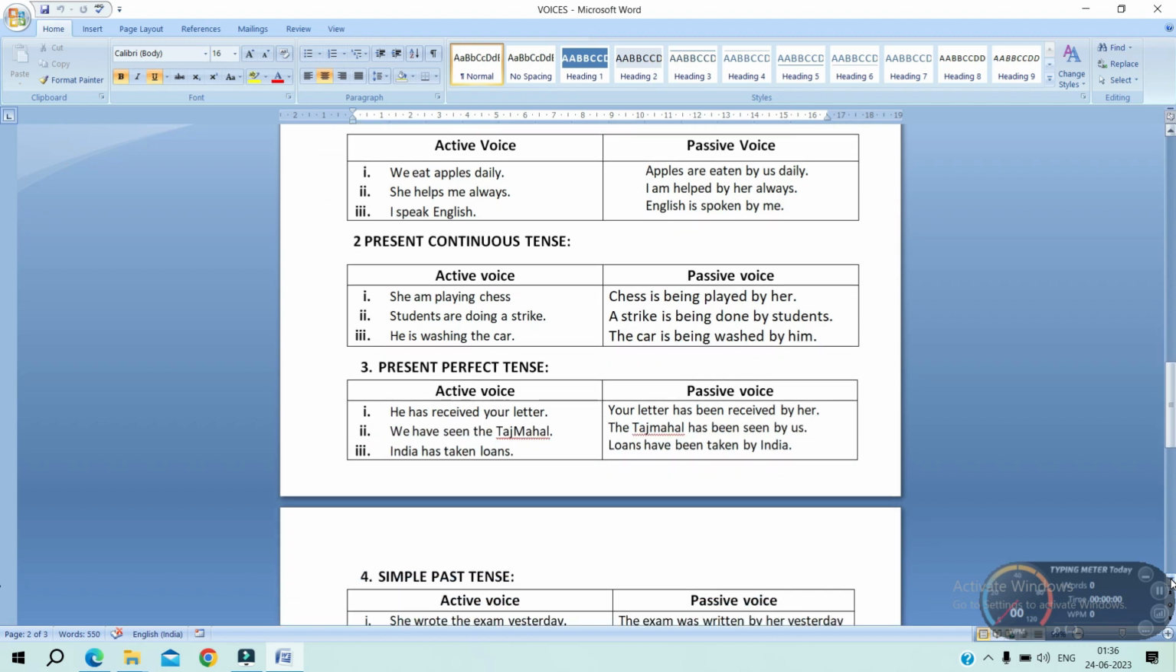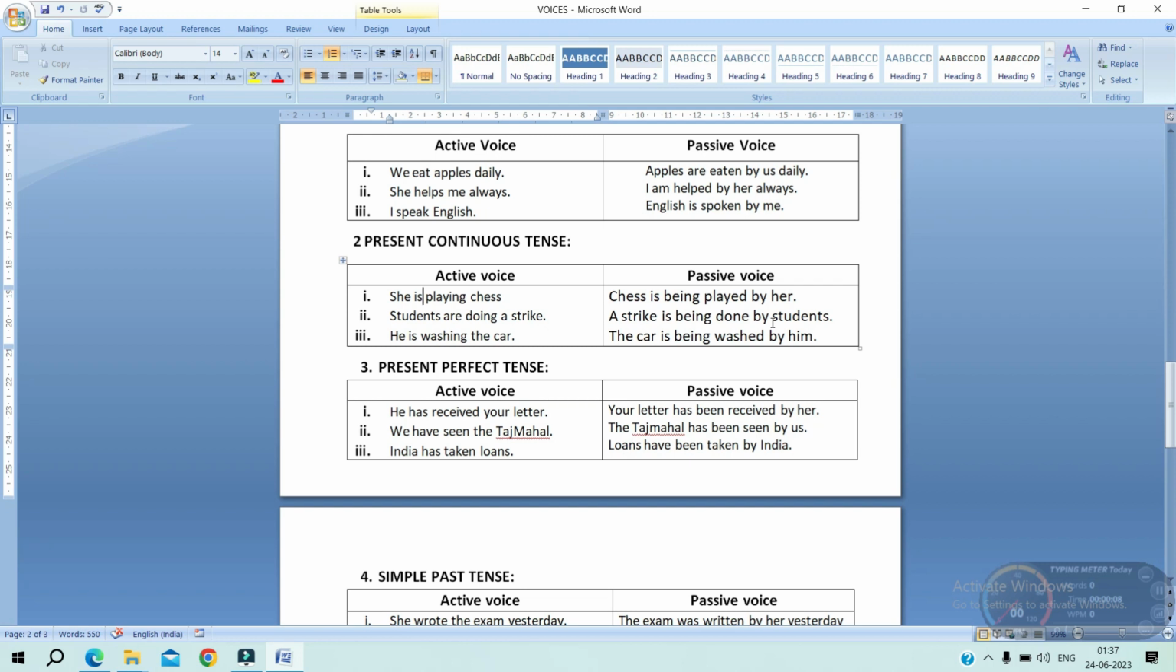And in present continuous also, she is playing chess. Chess is being played by her. Students are doing a strike. A strike is being done by students.